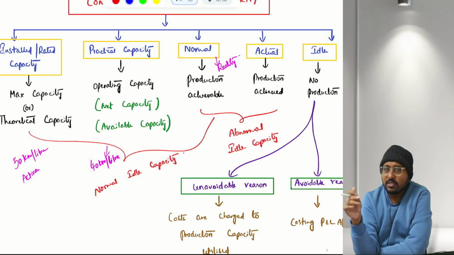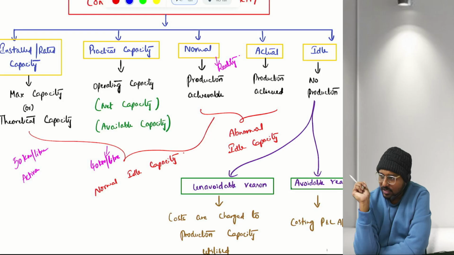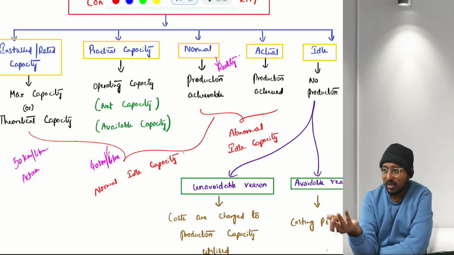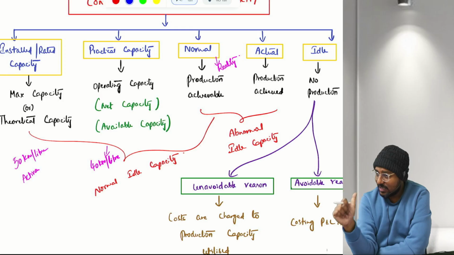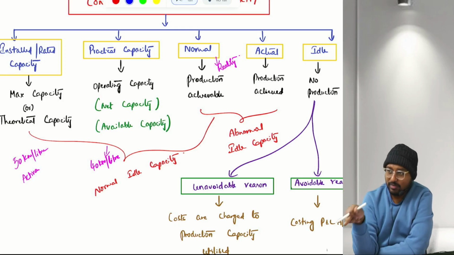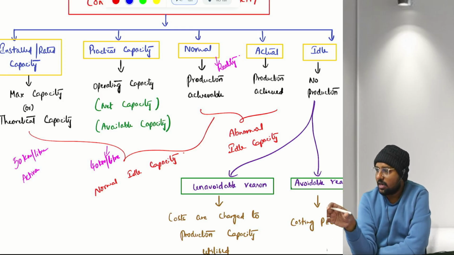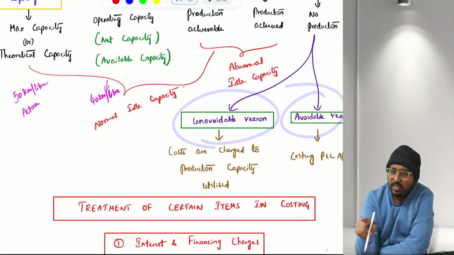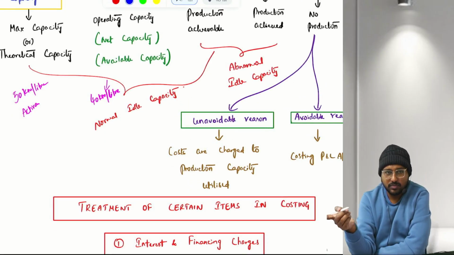Now the question is, next I'll ask you, say for example, our capacity is 50,000. Your actual capacity, what you have utilized, is only 30,000. I say, what happened to 20,000? You will say, sir, idle capacity, sir. Then I say, why is there idle capacity of 20,000? Then you will start giving me reasons. Correct? In that, there can be two reasons. One is unavoidable reason. The other one is avoidable reason.